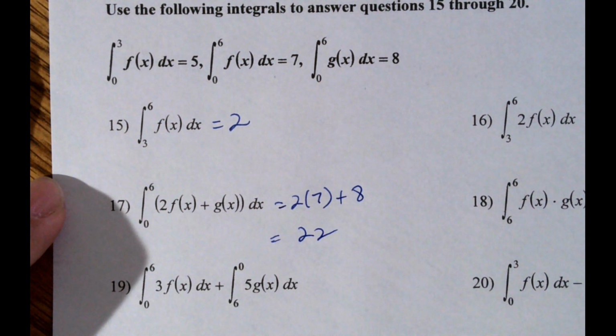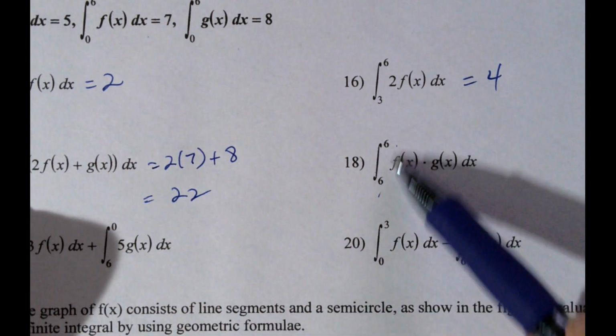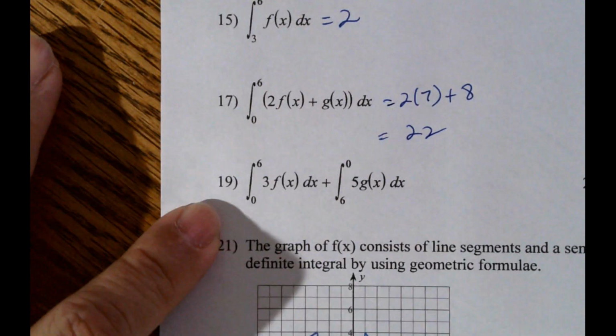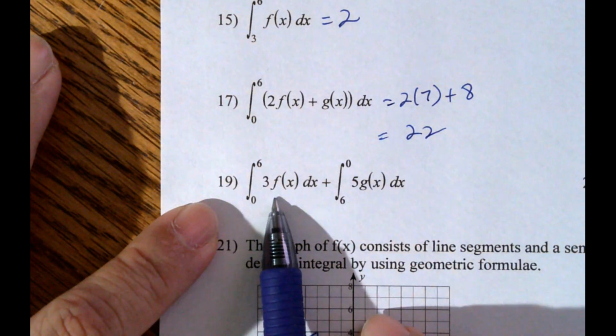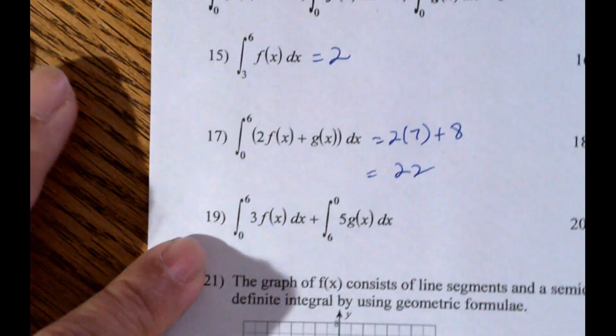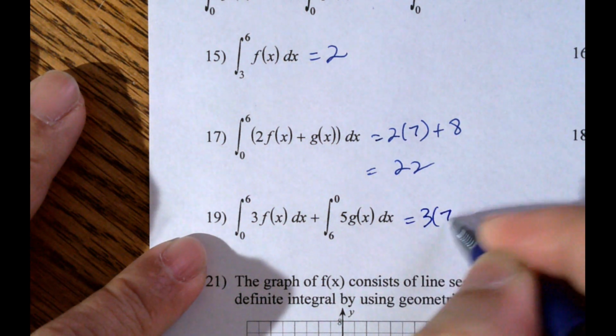And number 18, so this one's a trick, right? Pay attention to the limits. We call these the limits. Since they're the same, the answer is 0. All right. Here, number 19, we have from 0 to 6 of 3f of x. So that's just 3 times 7, right?